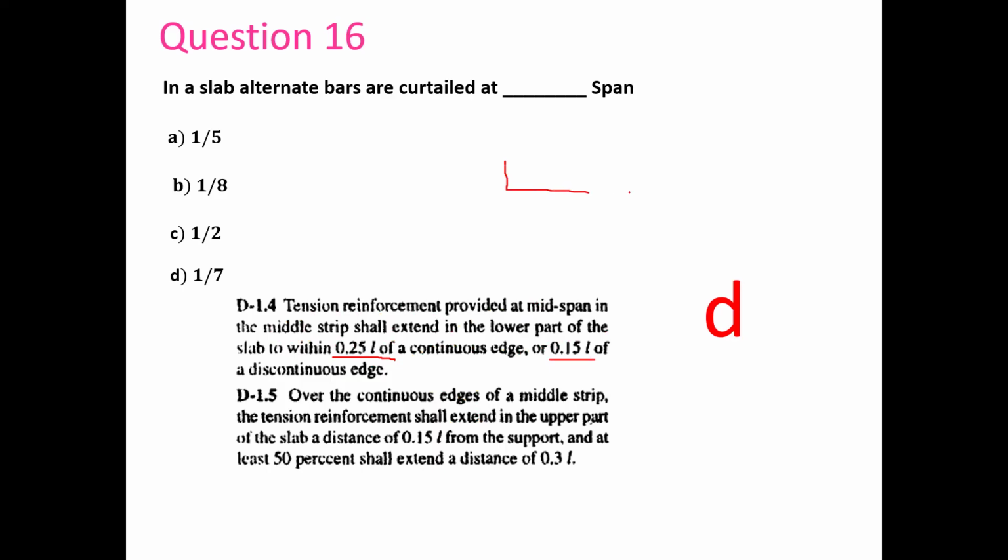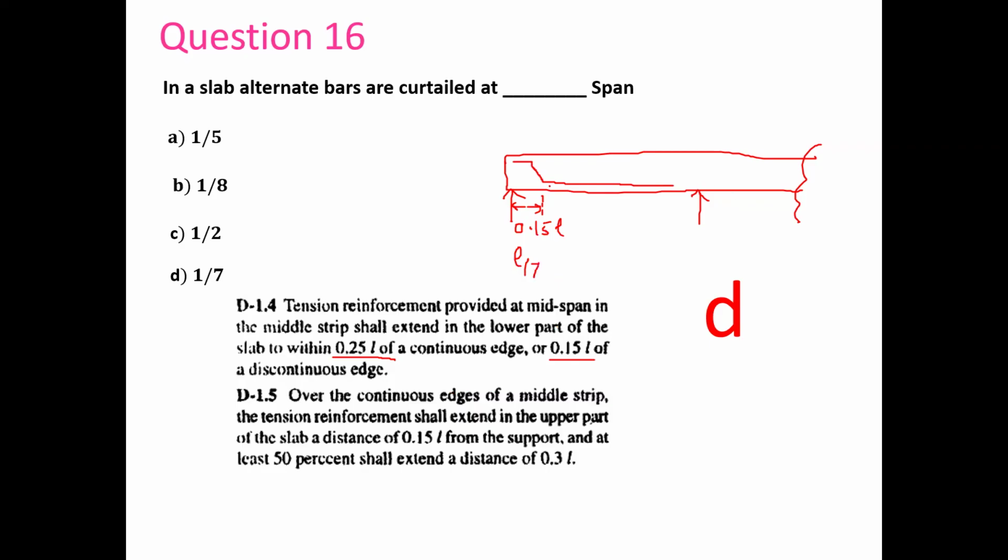Means if we draw the diagram, then this will be a support, this will be the next support. And we have continuous over here, then we can bend over here. They have mentioned we have to bend it at a distance from the center of the support. And we have this value 0.15 L, means L by 7.